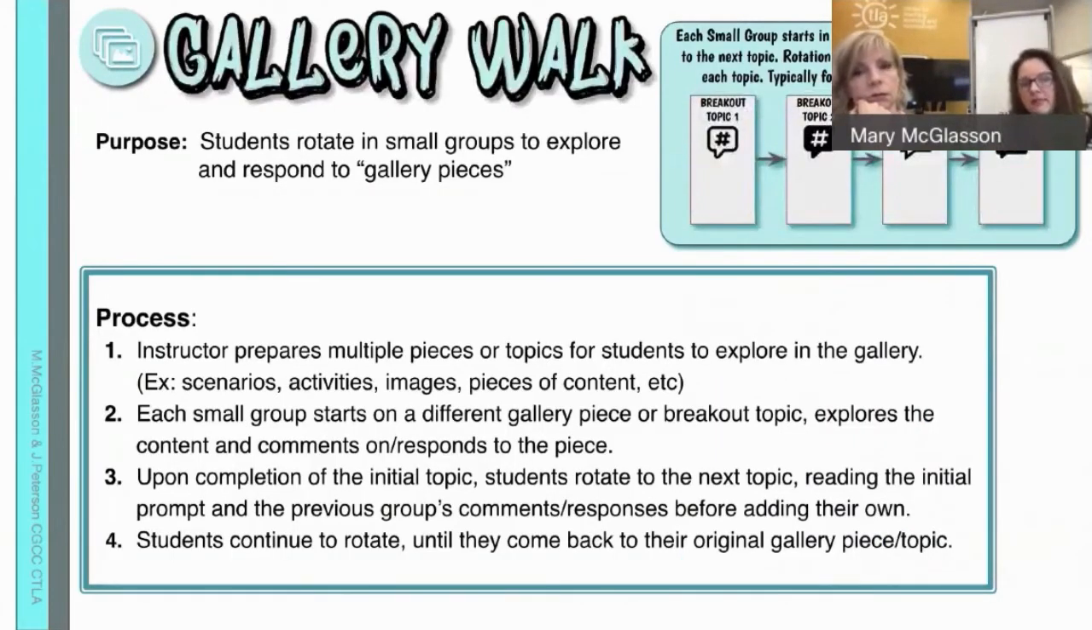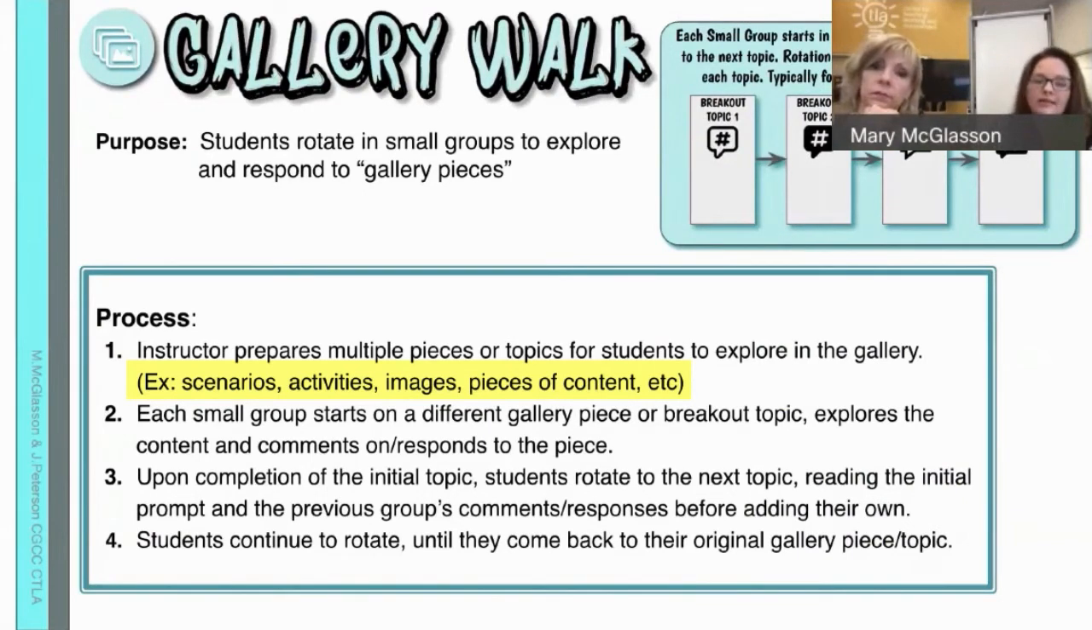The whole purpose is for students to rotate within their small groups to explore and respond to gallery pieces. Now, your main job as the instructor is to determine what those gallery pieces are. So it could be different scenarios where they're applying some of your course content. It could be different activities they're doing. It could be, if you're teaching an art class, different images. Or even if you're not teaching an art class, just different images about the content. Pieces of content, problems, any of those kinds of things.